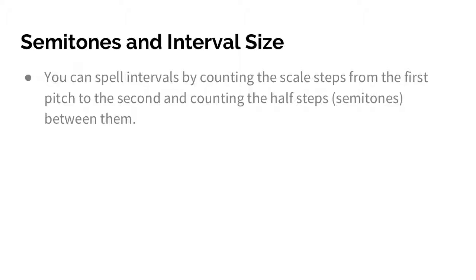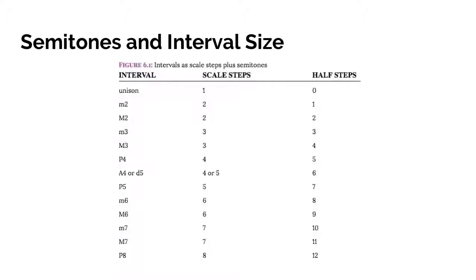So you can also figure out an interval size by counting the scale steps from the first pitch to the second and counting the half steps or semitones between them. So you can see here in figure 6.1, there are no half steps in a unison, there's one half step in a minor second, 2, and so on and so forth. So if you want to study this list, cool? That would be awesome.